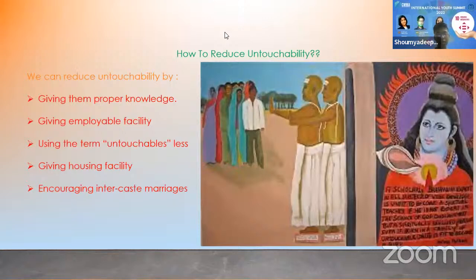So next one is giving housing facilities. Some Dalits are not given proper houses to stay. Some of them stay on the roads and roadside. So we should take steps in this and give houses to Dalits. We should encourage intercaste marriages.